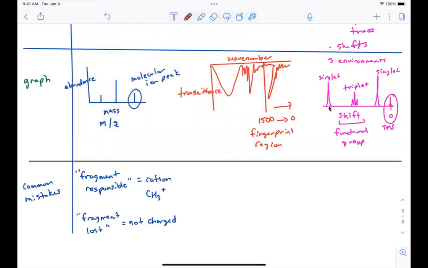Now, IR, knowing what the fingerprint region is and knowing to try to avoid those peaks. You don't label those peaks. And also, sometimes peaks overlap. So sometimes there are peaks that overlap. Some of the broader peaks will kind of cover up other peaks. And so make sure that you're kind of wary about that.